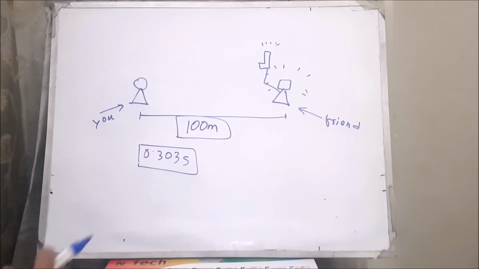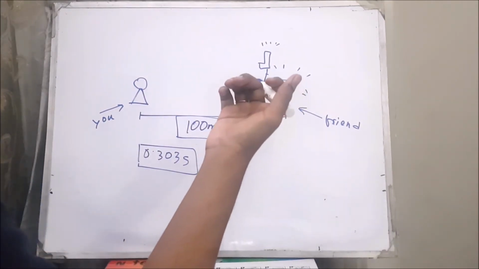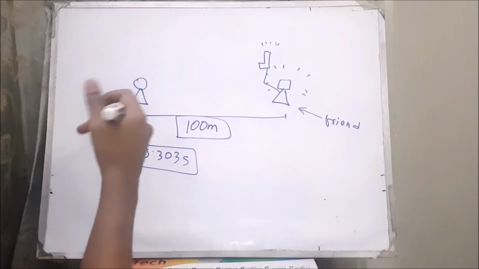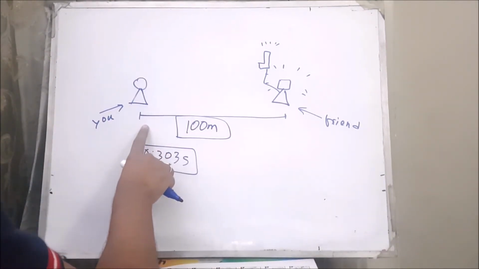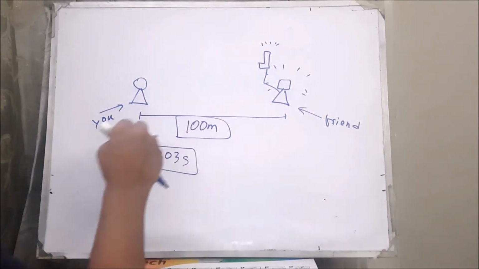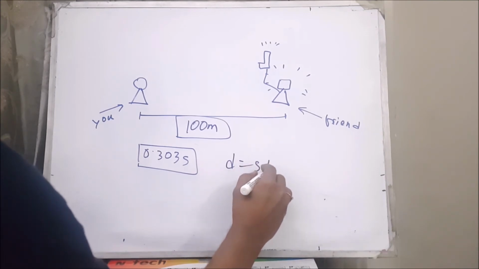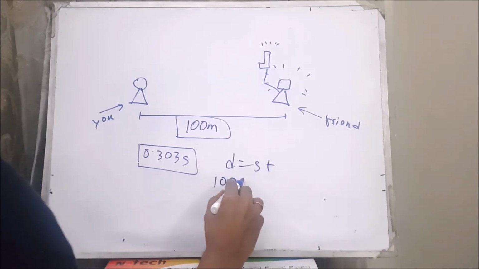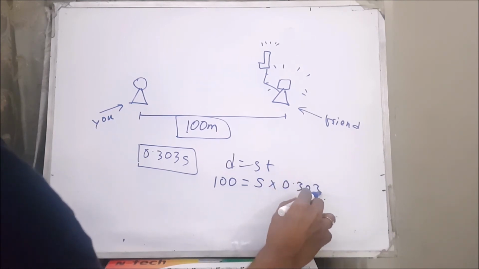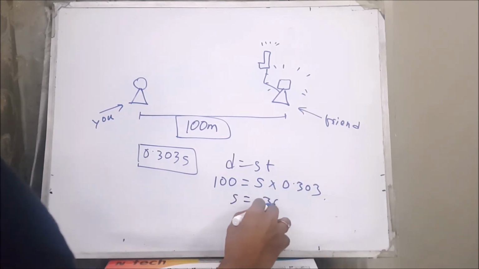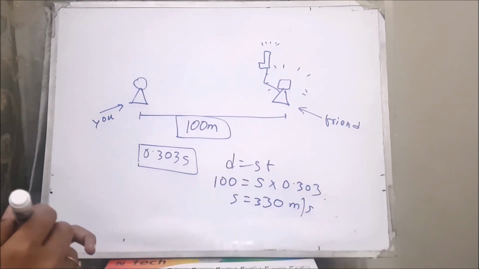Okay? So from the moment that you see your friend pulling the trigger, you turn on the stopwatch, and when you hear the sound, you turn off the stopwatch. So that is the time taken for the sound to come from here to here, right? Okay, that's 0.303 seconds. The distance is 100. We know that distance is equal to speed into time. So we know the distance, that is 100. We don't know the speed, and we know the time, that is 0.303 seconds. So our speed turns out to be 330 meters per second. This is actually the speed of sound in air.